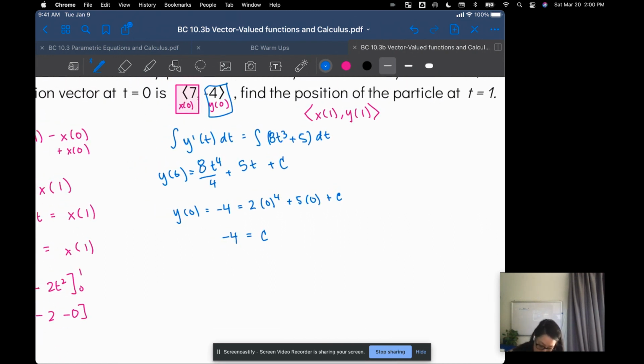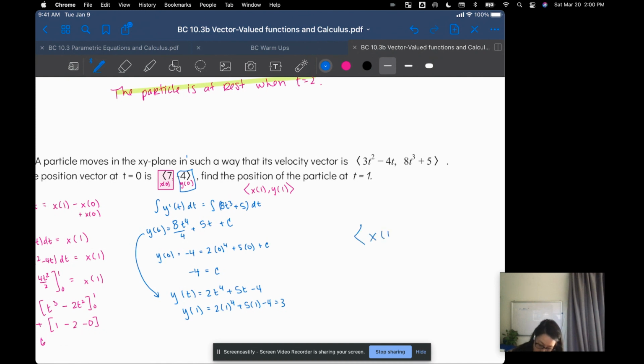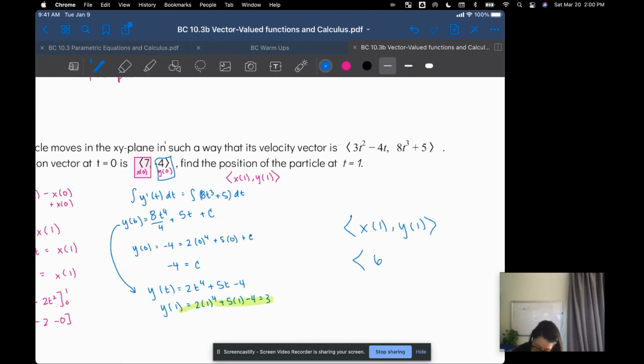Now that I have my initial condition, I know that y of t is equal to 2t to the 4th plus 5t minus 4. So if I want to find y of 1, just plug in 1. So 2 times 1 to the 4th plus 5 times 1 minus 4. So 2 plus 5 is 7 minus 4 gives me 3. So that means that the vector x of 1 comma y of 1 is equal to 6 comma 3.